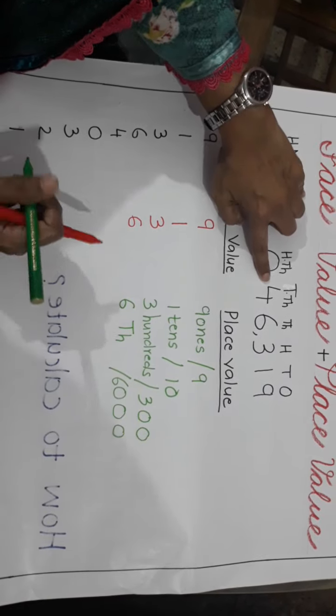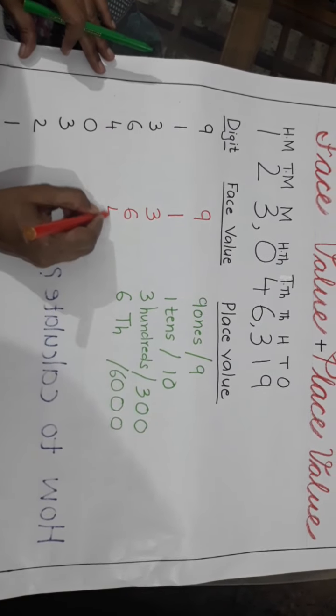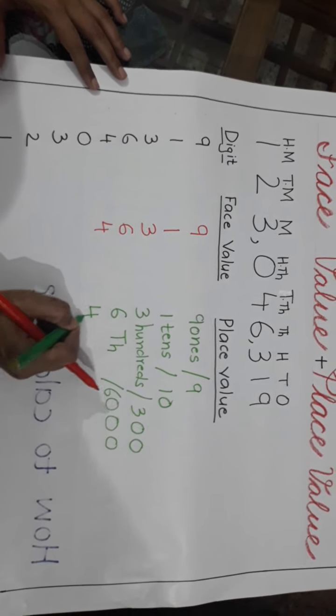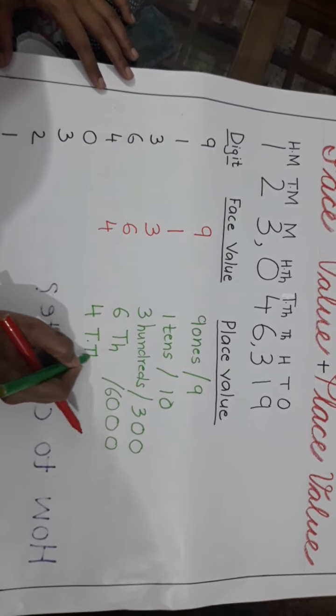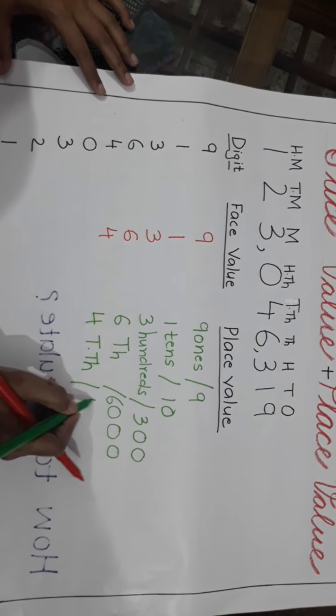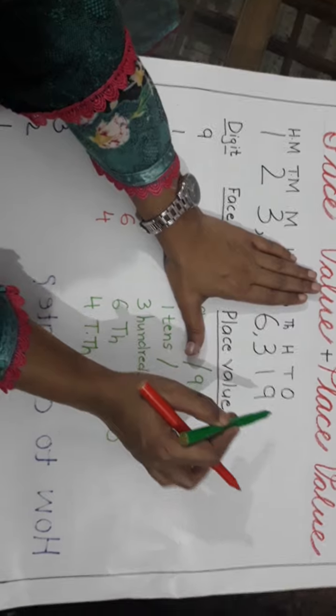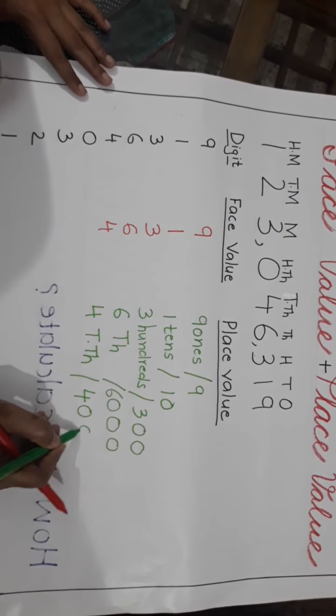Let's check the next digit. It is 4. So, what is the face value? 4. But what will be the place value? It is 4 ten thousands, 40,000. How should I write it the other way? 4 followed by 1, 2, 3, 4 zeros.